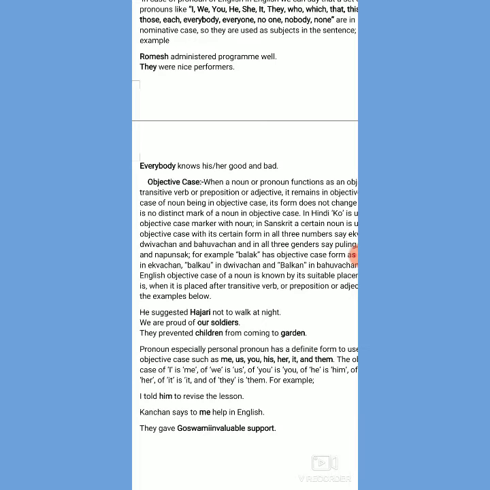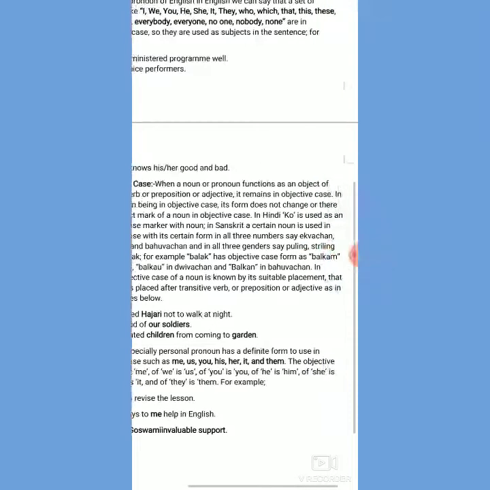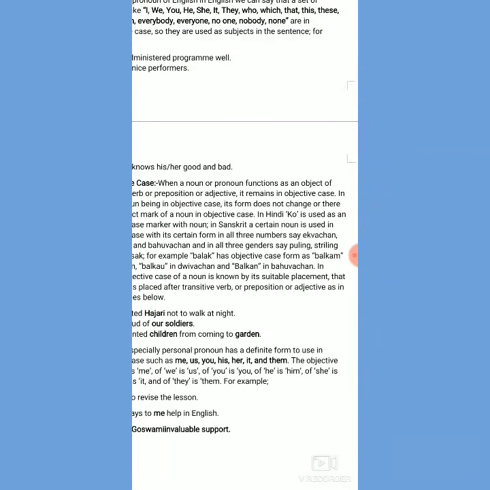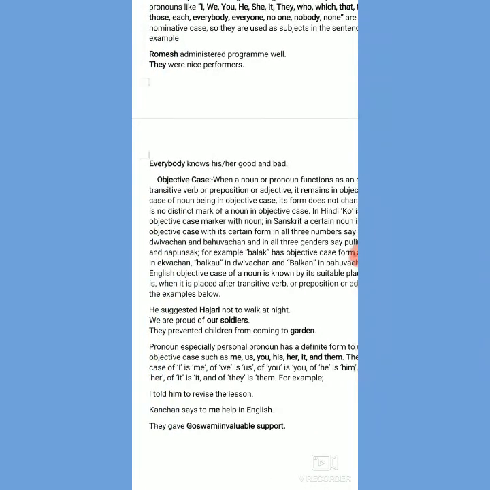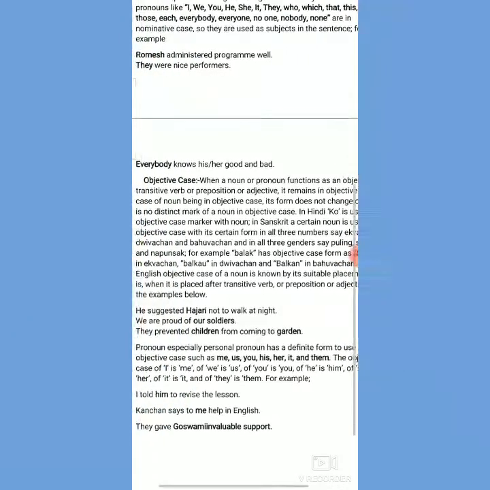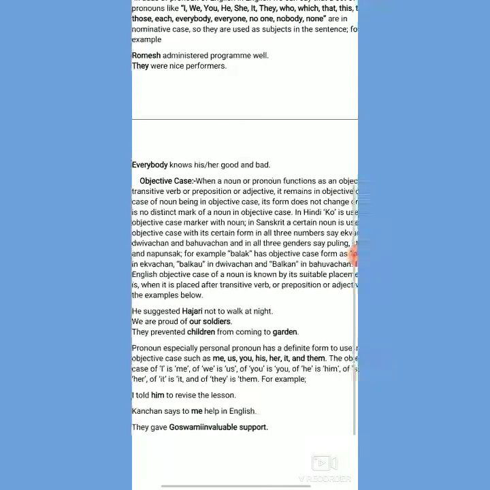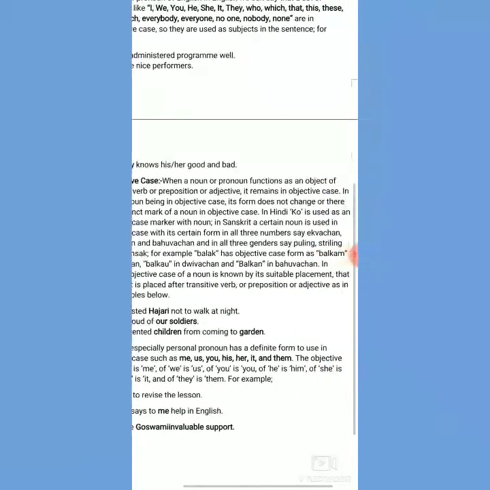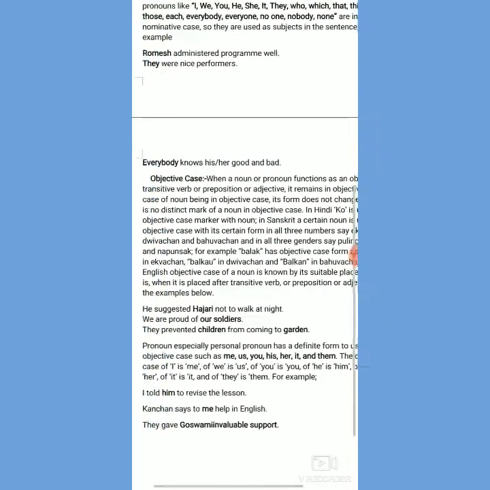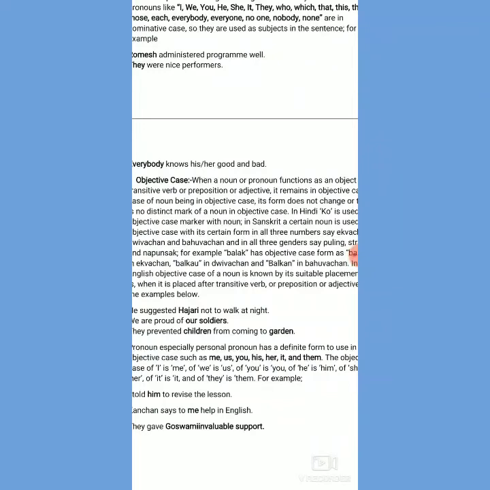Now we can take the word Balak, and ask what the objective form of Balak is. Balakam, Balakau and Balkan. These are all the objective forms of Balak, in Ekvachan, Dvivachan and Bahuvachan.